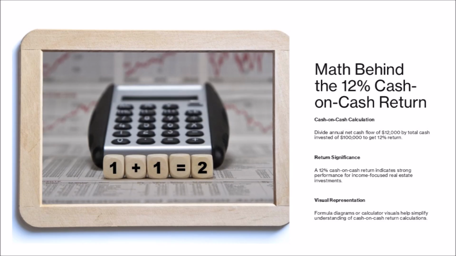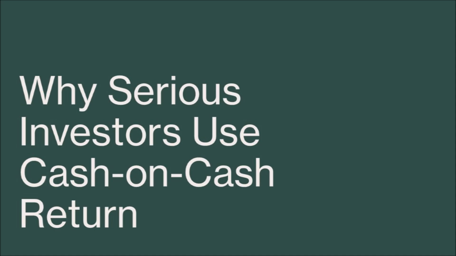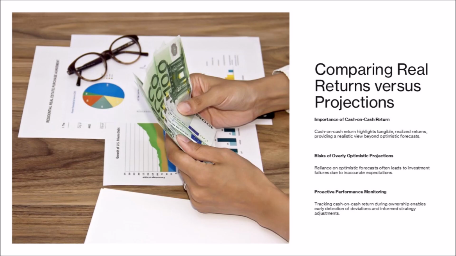Here's why investors often stumble. Cash on cash return focuses on what's real. It's not a forecast, it's proof. When you rely too much on rosy projections, you set yourself up for disappointment. Tracking your cash on cash return over time lets you spot problems early and make adjustments before they cost you money. Once you understand this metric, you make decisions with clarity, not emotion.